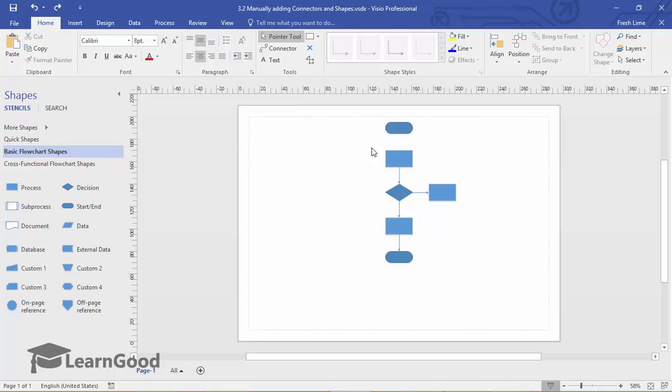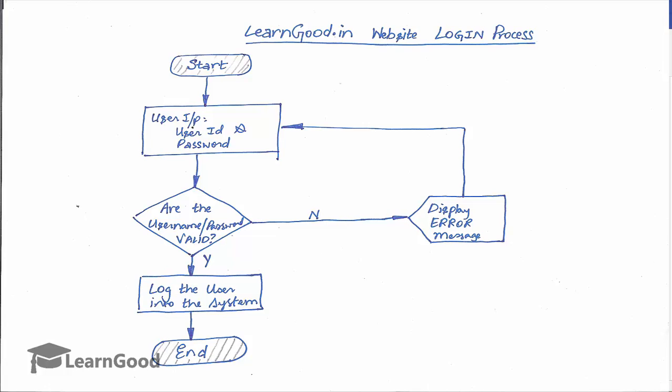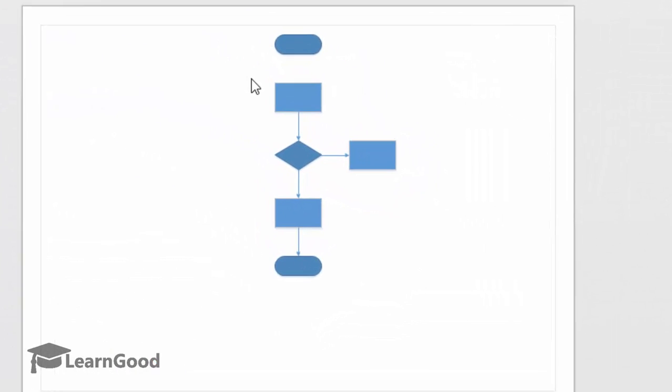Let us continue with the flowchart we are creating. In the previous lesson, you saw how to manually add a shape and also automatically add shapes and connectors. First, let's take a quick look at the original sketch once again. You can see that most of the shapes are in place, but there are still two control flow arrows that are missing in our drawing.